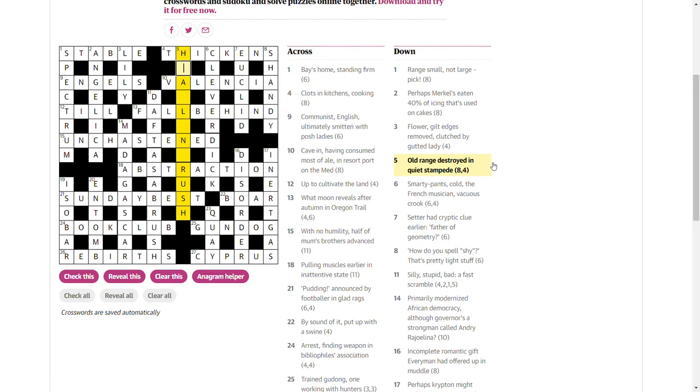Right. Old range destroyed in quiet stampede. So the quiet is hush then. And the rest of it is old range. But they've got an L. That's got an L in it. Old range. So what letters have we got put in? O, D, and no.